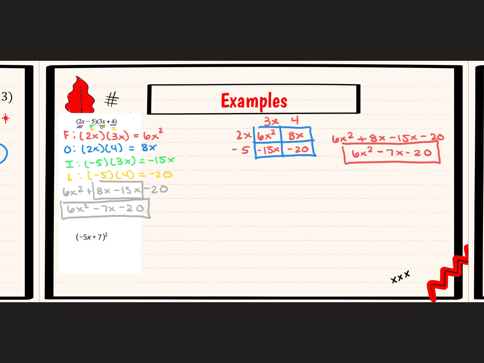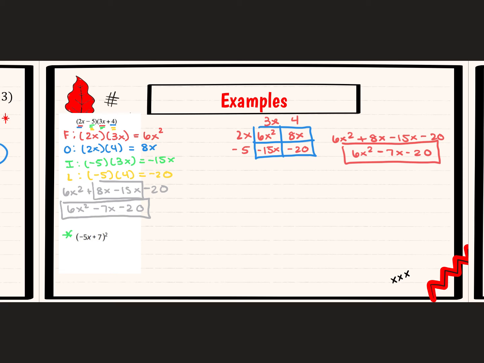All right. This next one here, and I'm going to put this little green star by it, all right? This one is kind of tricky. So we have negative 5x plus 7 squared. So your initial thought is probably, I'm just going to take that square, distribute it. So I square my 5x, I square my 7, and I'm done. That is incorrect.